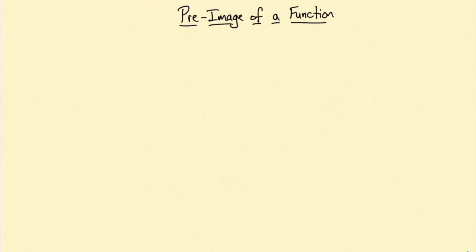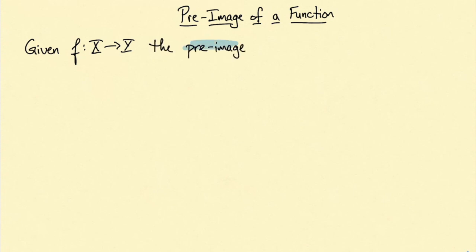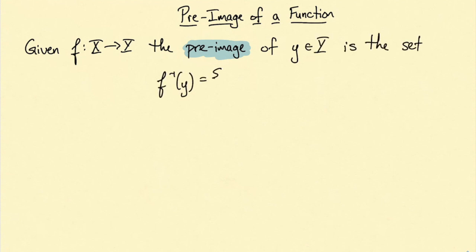The next interesting object to recall is the preimage of a function. While you may not have actually encountered this term in the past, you're familiar with the operation. If we have a function f from X to Y, the preimage of an element y is the set f inverse of y, the set of all x's in X such that f of x is equal to y.